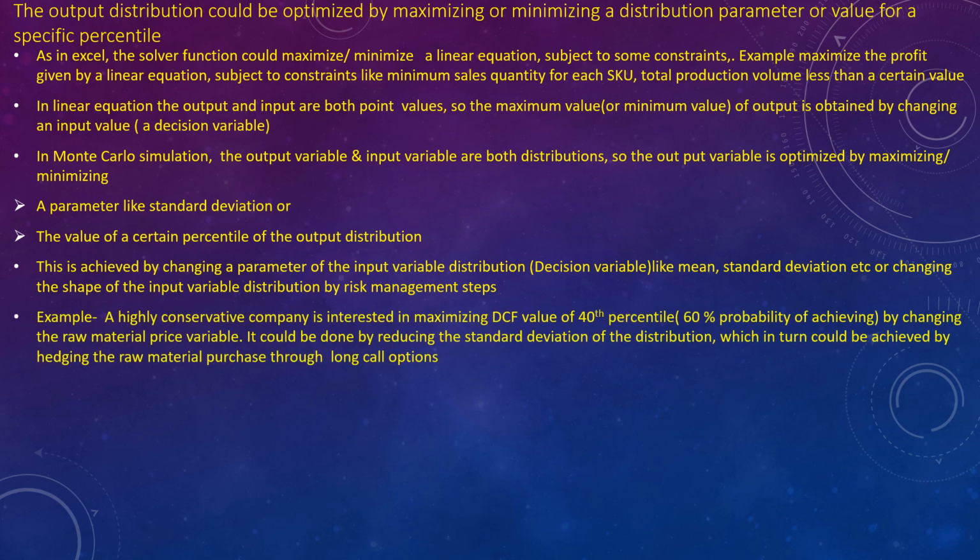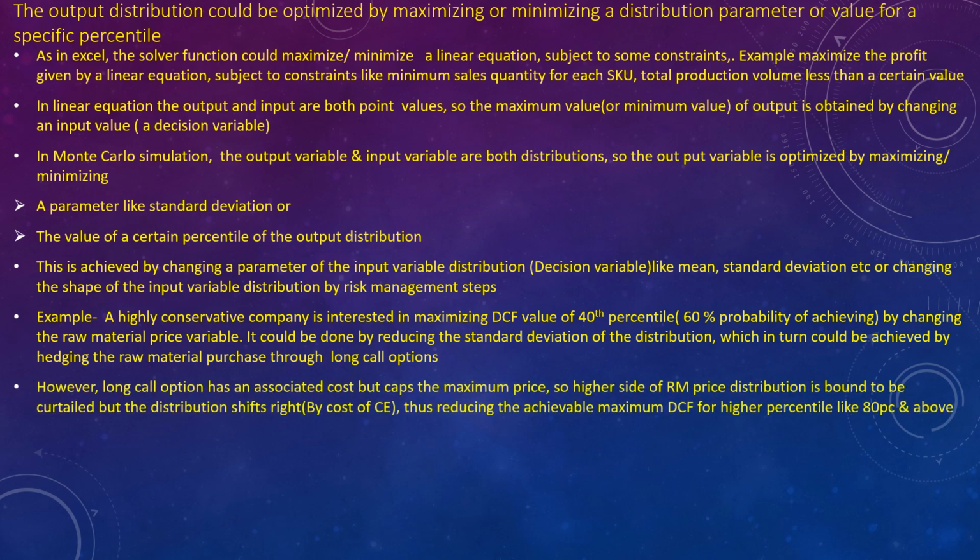Example, a highly conservative company is interested in maximizing DCF value at the 40th percentile, that is a 60% probability of achieving, by changing the raw material price variable. It could be done by reducing the standard deviation of the distribution, which in turn could be achieved by hedging the raw material purchase through long-haul options.